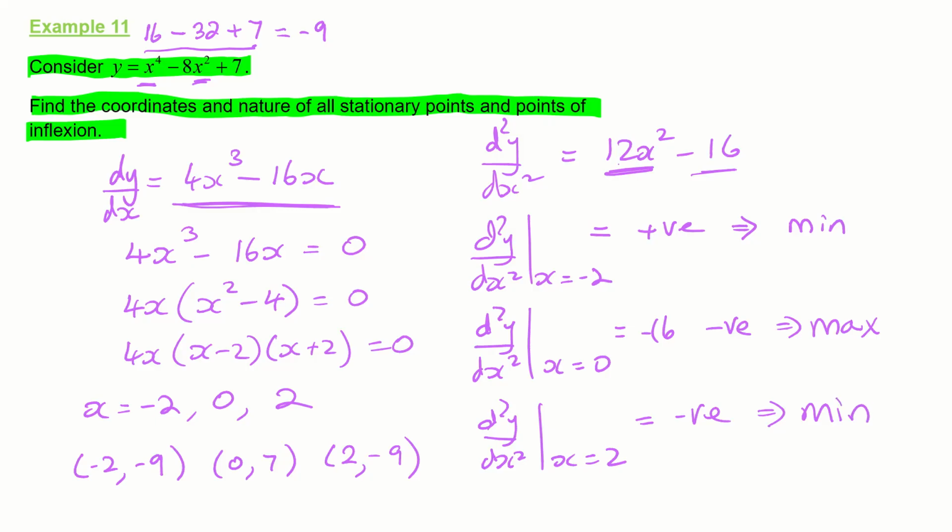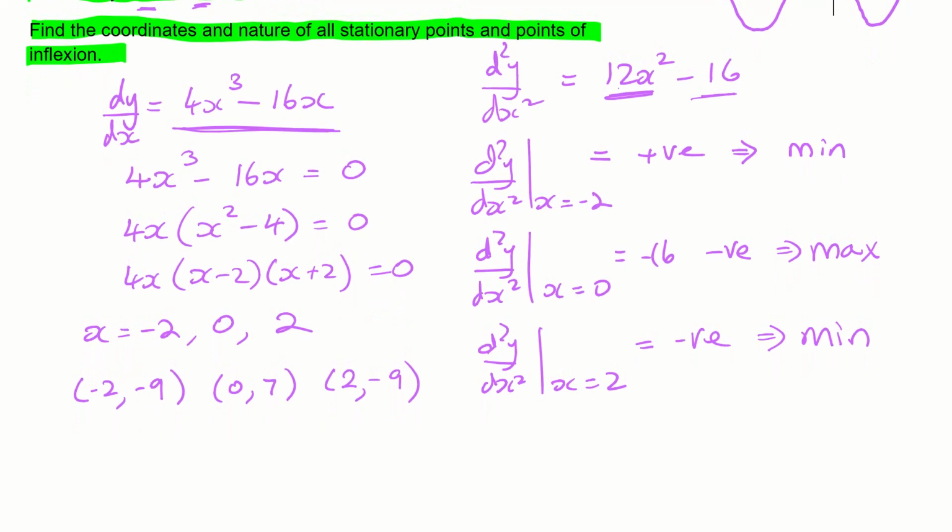So we don't have any horizontal points of inflection, but we will have points of inflection because we have a minimum, a maximum, and then another minimum. So there will be points here and here where the concavity changes. So we're going to have oblique points of inflection.